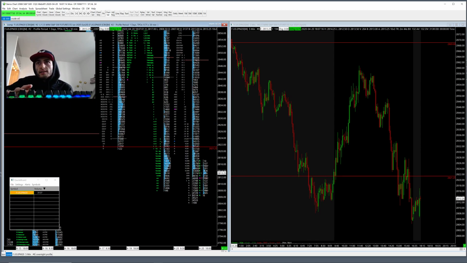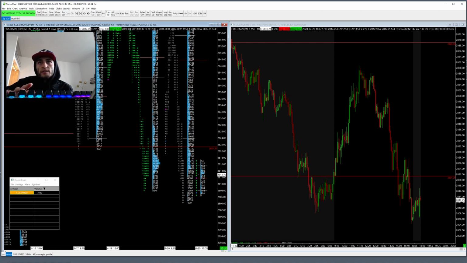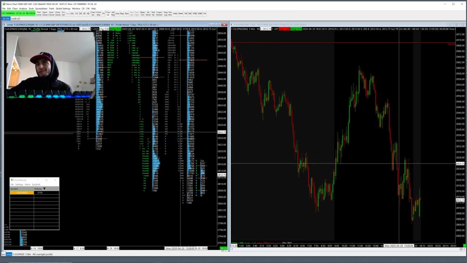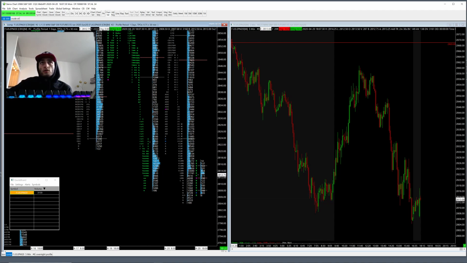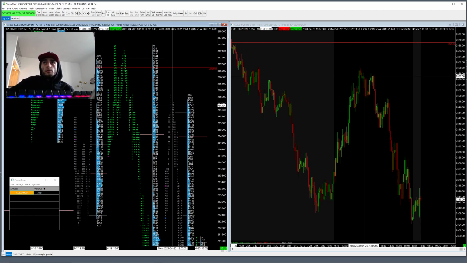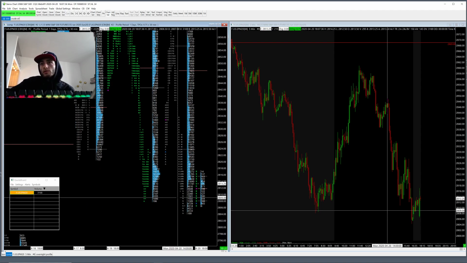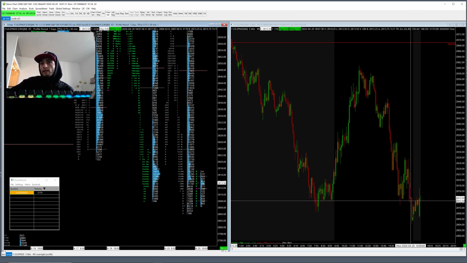I don't know why that's on here actually, but whatever. The main important thing was that we broke below value today. So we broke below value, and it seems like we accepted below value into the close. You could say we broke above value today too, but that didn't last too long. We'll see if this lasts overnight.